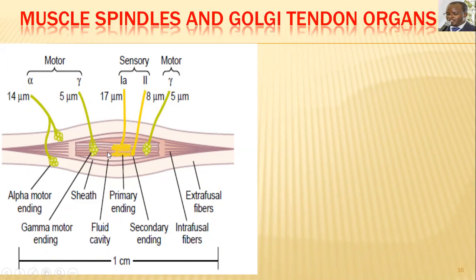When you're looking at the muscle fibers, we have two different types of muscle fibers. We have the muscle fibers that are purely involved in contraction, which are called the extrafusal fibers. On the peripheral, we have these extrafusal fibers that contain a lot of actin and myosin, and these are the ones that are involved in contraction of the muscle.